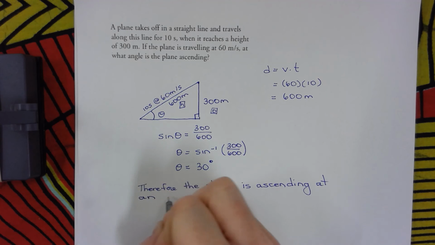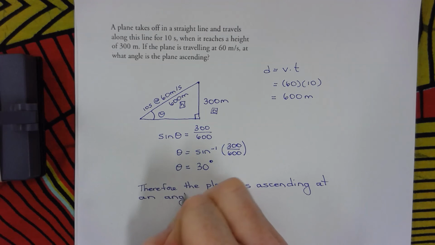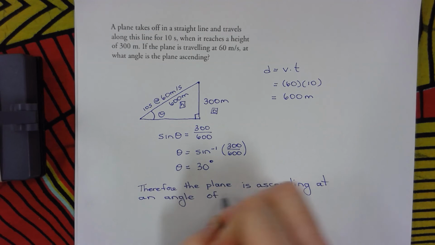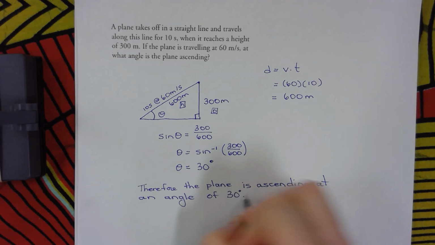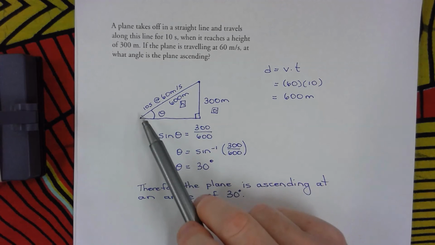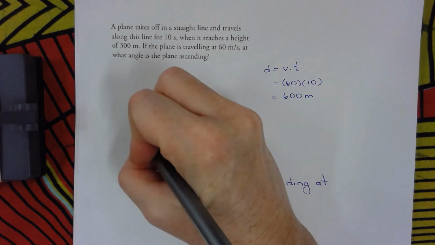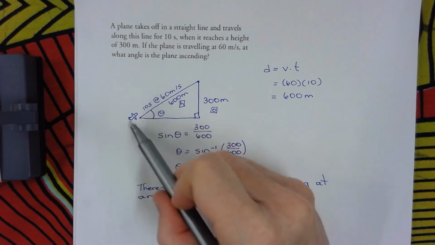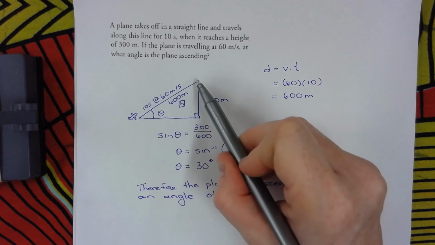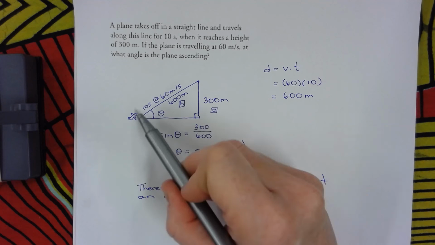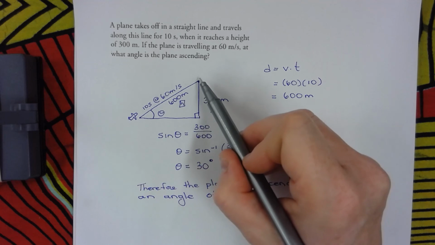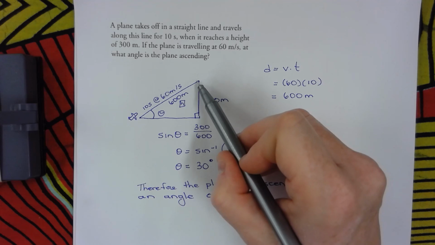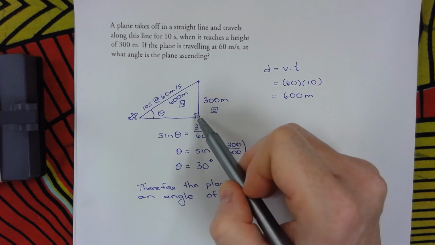So I think that the trick in this question is just understanding your side lengths, okay? Your plane is going to start here, right? My goodness, looks more like a shark, and it's going to fly on a straight line. So the plane is actually going to head in this direction, okay? And then once it has traveled for 10 seconds, it is 300 meters off of the ground. Hope that helps.